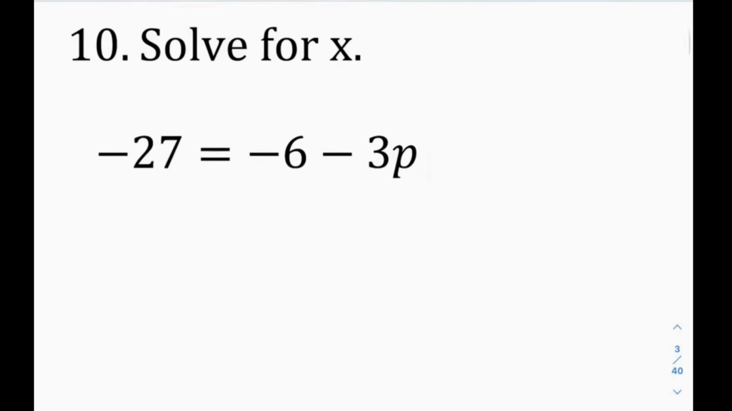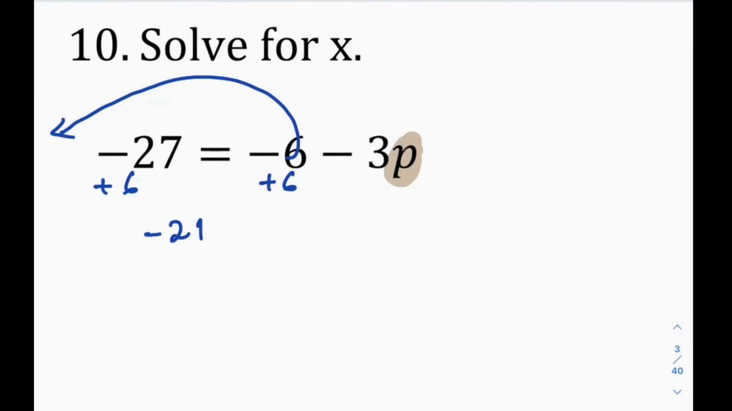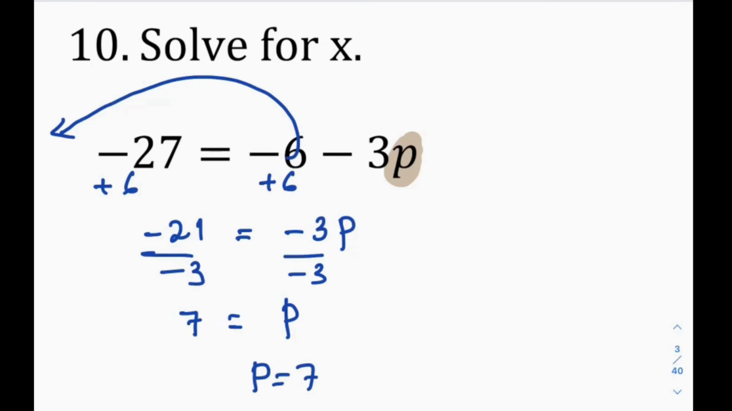Here we have p on the other side. So we do the same thing, and we will isolate the plus and the minus first. This will be adding 6. So it will be negative 21 equals negative 3p. And finally, you divide by negative 3. P will be 7, or 7 from this way.